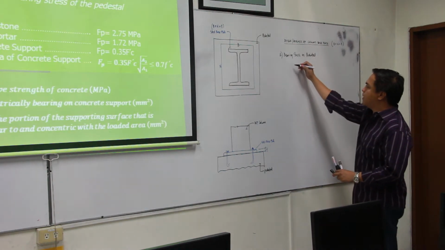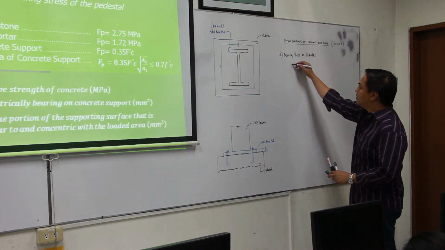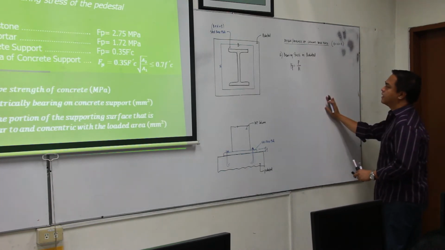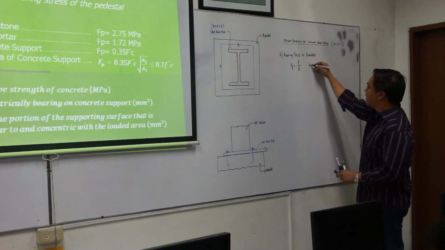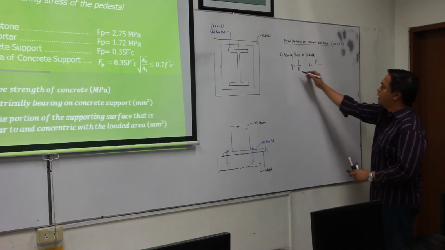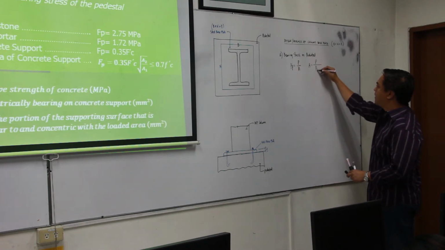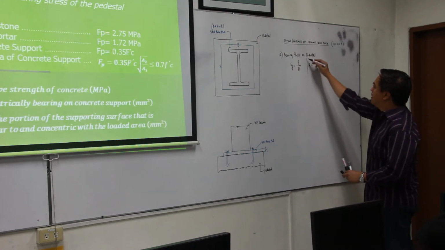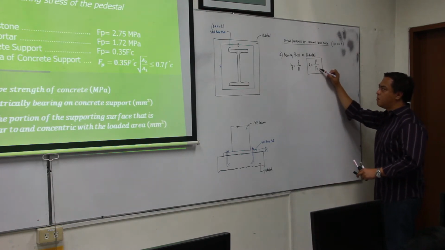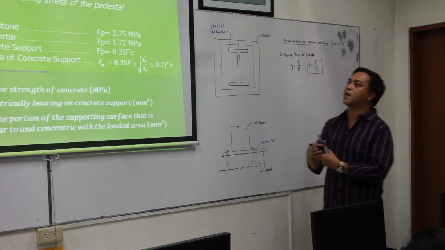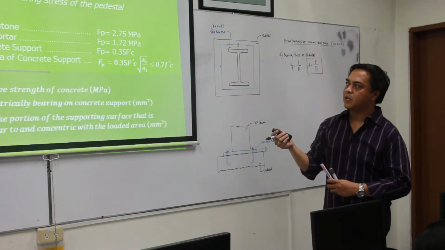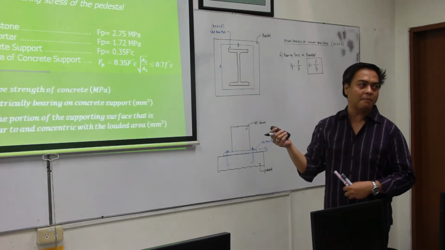As we all know, bearing stress is force over area. So we can solve for the area required for the base plate by having the column load P divided by the capital FP. Again, P is the column load, while FP is the allowable bearing stress on the pedestal. And what would be the capital FP? This actually depends on the type of pedestal being used.